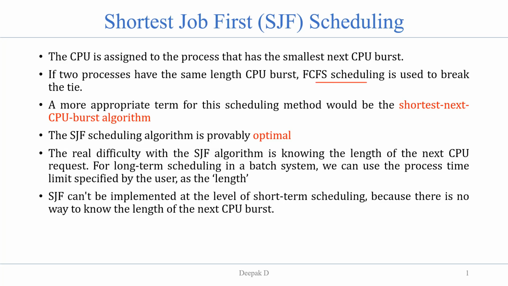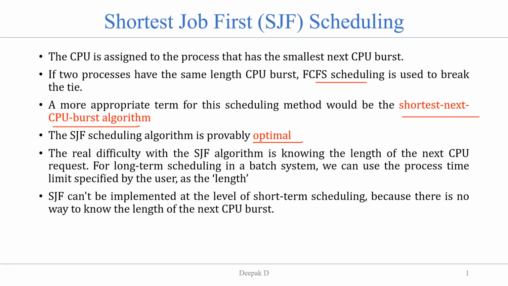But there is another term that is more appropriate for this algorithm: the shortest next CPU burst algorithm. Why? Because this scheduling depends upon the length of the next CPU burst of a process rather than upon the total length. Hence it is called the shortest next CPU burst algorithm. It is an optimal algorithm, which gives the minimal average waiting time for a given set of processes.